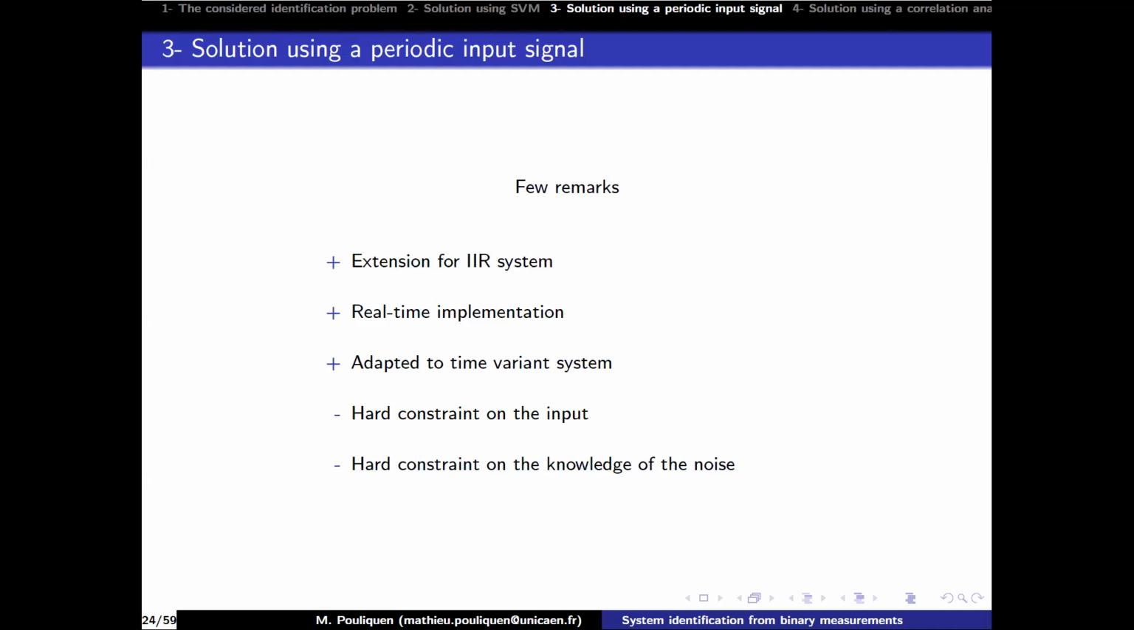And adapted to time-variant systems, what do you mean by that? How is it adapted to a time-variant system? In the first step, I can estimate the expected value of S with a low pass filter. So you can do it recursively with forgetting factors. Oui, voilà. Okay, yeah.